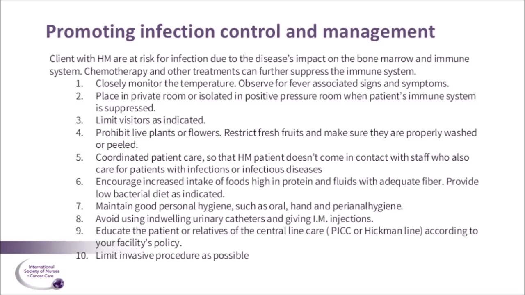Place in private room or isolated in positive pressure room when patient's immune system is suppressed. Limit visitors as indicated. Prohibit live plants or flowers. Restrict fresh fruits and make sure they are properly washed or peeled. Coordinate patient care, so that patient doesn't come in contact with staff who also care for patients with infections or infectious diseases. Encourage increased intake of foods high in protein and fluids with adequate fiber.